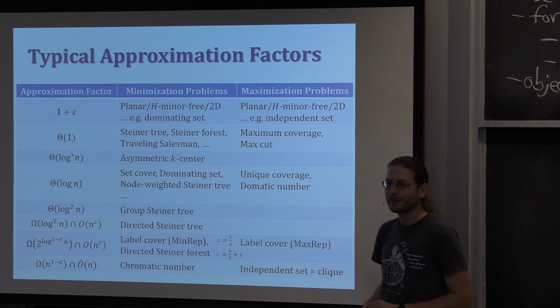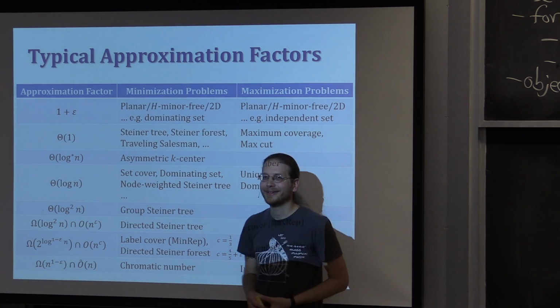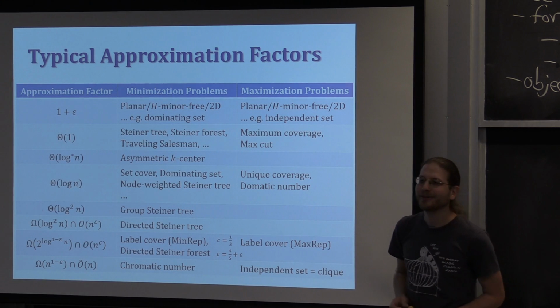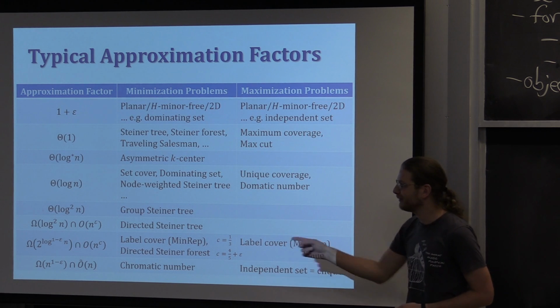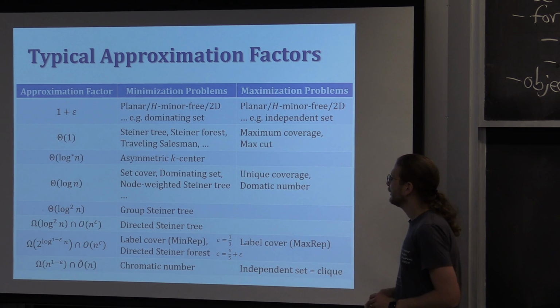Yeah? What's the hardness assumption for the chromatic number lower bound? I think that's P does not equal ZPP, or NP does not equal ZPP, I think. Yeah, for that strong lower bound. There are weaker lower bounds assuming P does not equal NP.